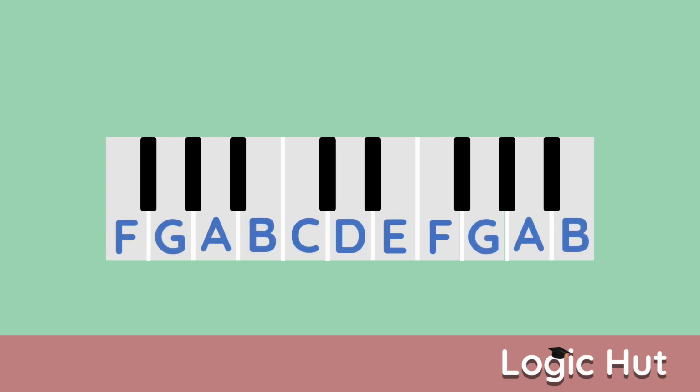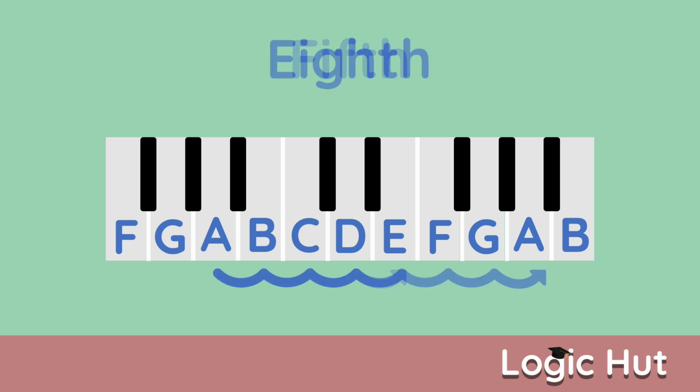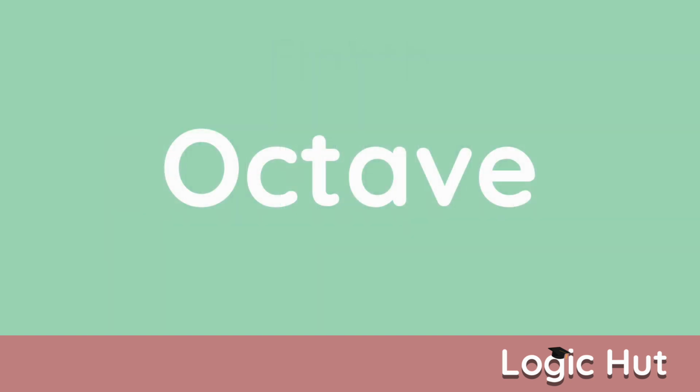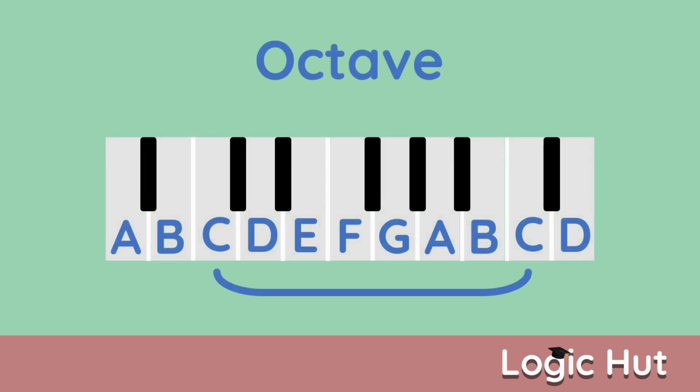Intervals greater than this are named by how many notes in the musical alphabet are between them. A to B is an interval of a second, because they are two letter names apart. Similarly, A to C is a third, A to E is a fifth, and so on. The eighth interval is more commonly referred to as the octave. This is the distance between two pitches with the same name. This C and that C are an octave apart.